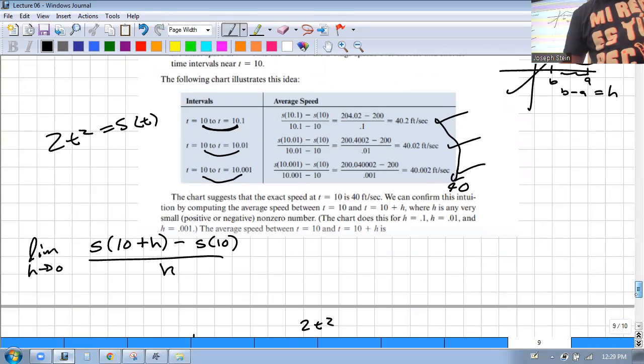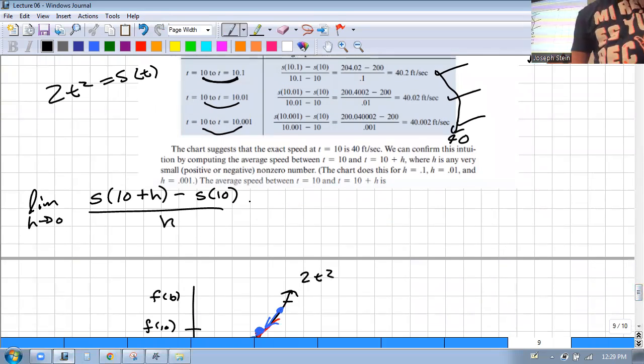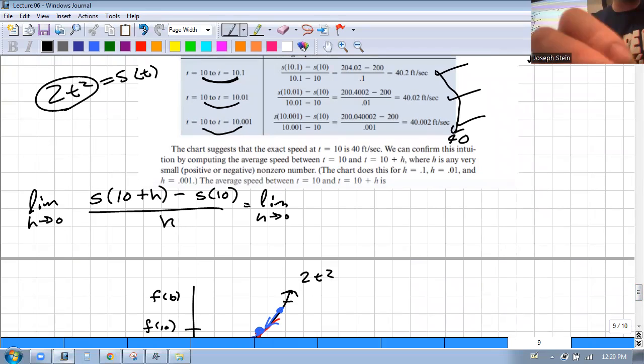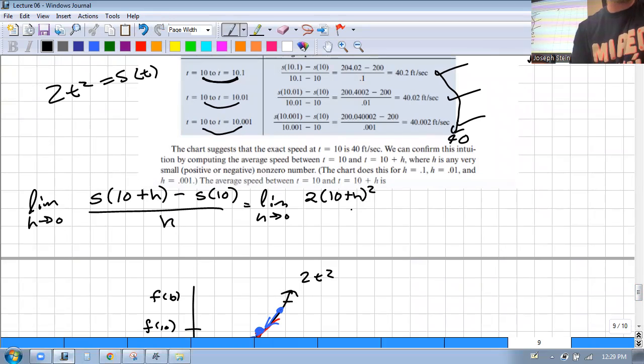Okay. So if I plug this in, let's see, limit H goes to 0. S of 10 plus H. This thing says take your input, square it, multiply it by 2. So I need 2 times 10 plus H squared. Now I subtract S of 10. Well, I replace the T with 10.